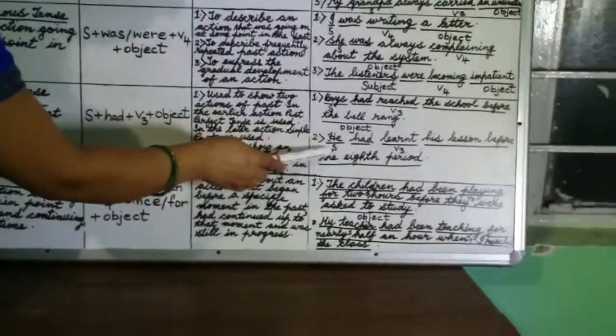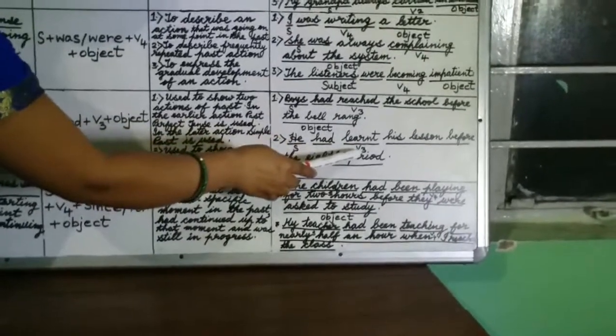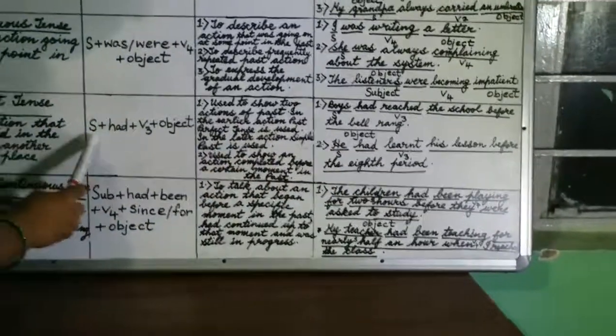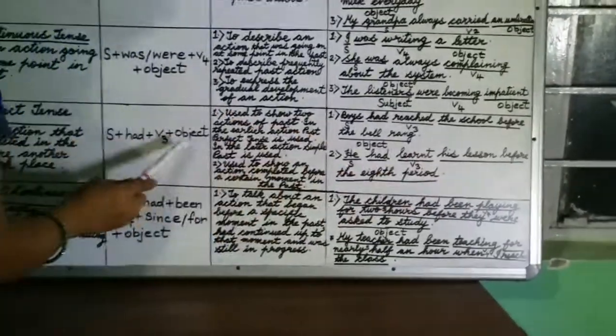So he is the subject in this sentence, and had is used due to past tense. Learnt is the V3 form. You can see, according to the rule, the subject is here, then had, then the V3 form learnt, and the rest part is the object.